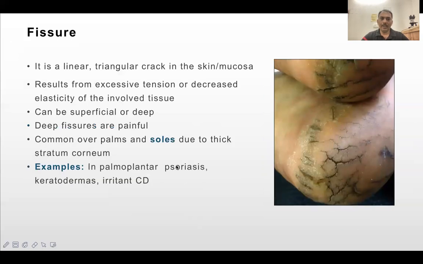A fissure is a linear, triangular crack in the skin or the mucosa. It results from excessive tension or decreased elasticity of the involved tissue. It can be superficial or deep. The deep fissures are painful. The common fissure sites include the palm and sole because the skin layer over this is very thick and it cracks owing to pressure.